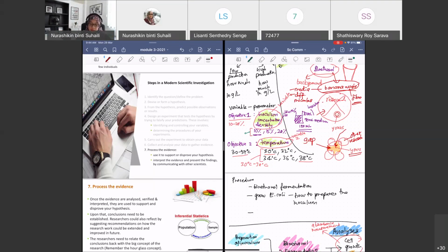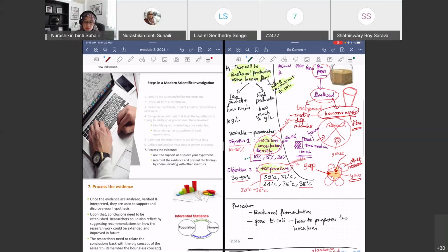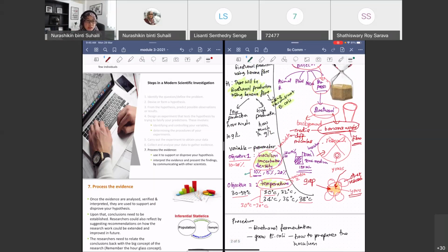Okay, let's go to the first one. You use it to support or disprove your hypothesis. So if, let's say, you do this research and you find out that there is a difference of bioethanol production when you vary the inoculum density from 10 to 20%. Let's say you found out that 15% gave the highest bioethanol production. So now you can relate with your hypothesis. There will be bioproduction using banana fiber, right? That is a general hypothesis, meaning you're already accepting the alternative hypothesis.